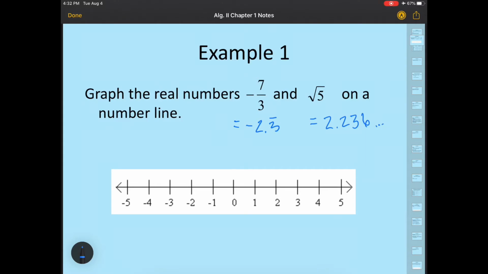Okay, so if we were to graph these real numbers on the number line, if I start with negative 7/3, well, that's a negative number. So I'm going to go left on my number line. It's going to be in between negative 2 and negative 3, but not quite in the middle. So just to the left a little bit from negative 2 is negative 7/3. And if I want to graph the square root of 5, well, that's positive 2 point and a little more. So a little bit bigger than 2, we have the square root of 5. So there's our numbers on the number line.